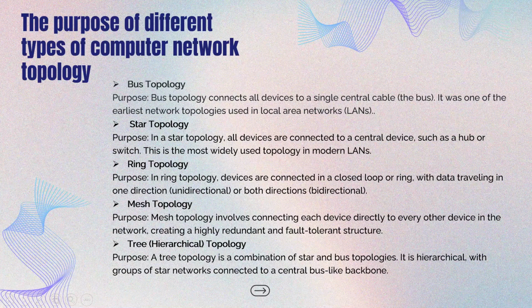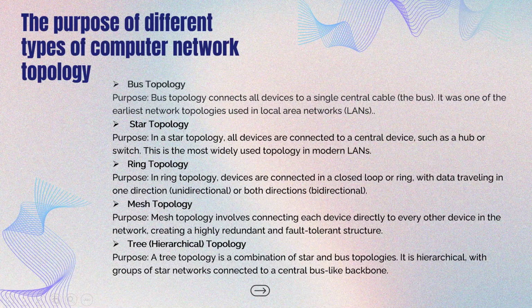Ring topology. In ring topology, devices are connected in a closed loop or ring with data traveling in one direction, unidirectional, or both directions, bidirectional. Mesh topology. Mesh topology involves connecting each device directly to every other device in the network, creating a highly redundant and fault-tolerant structure.